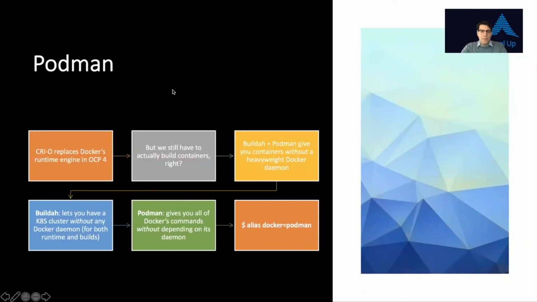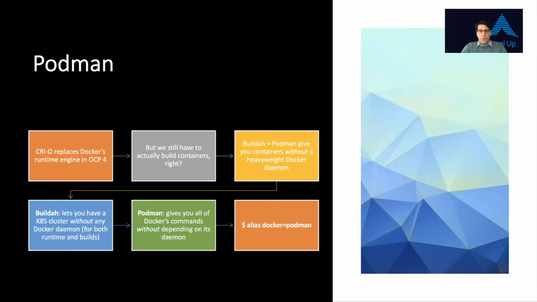Hi, this is a video to introduce Podman primarily and talk a little bit about its complementary open source project, Buildah. As you may be aware, CRI-O effectively replaces Docker's runtime engine in OpenShift 4. But since we still have to be able to build containers, using Buildah plus Podman can give us containers without any type of a heavyweight Docker daemon being involved anymore.